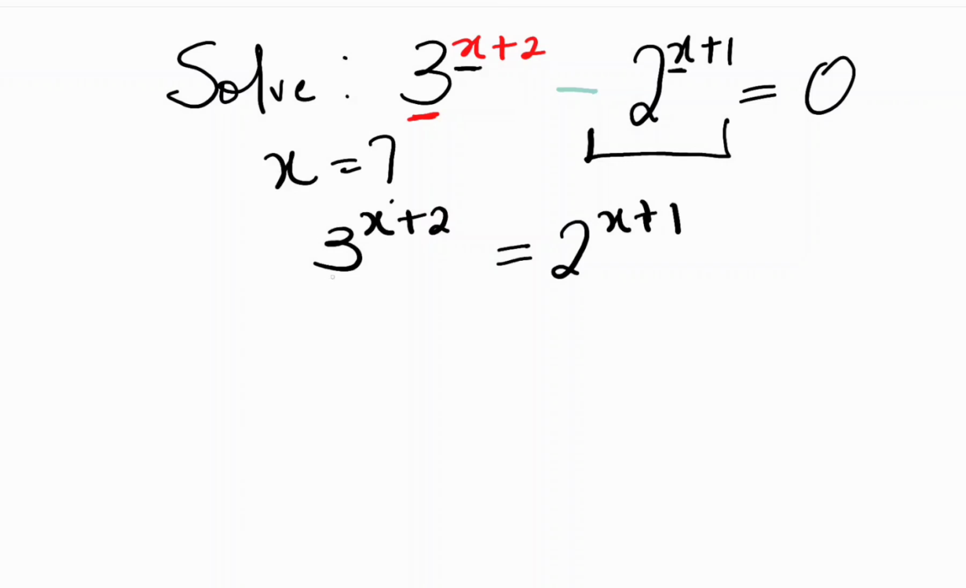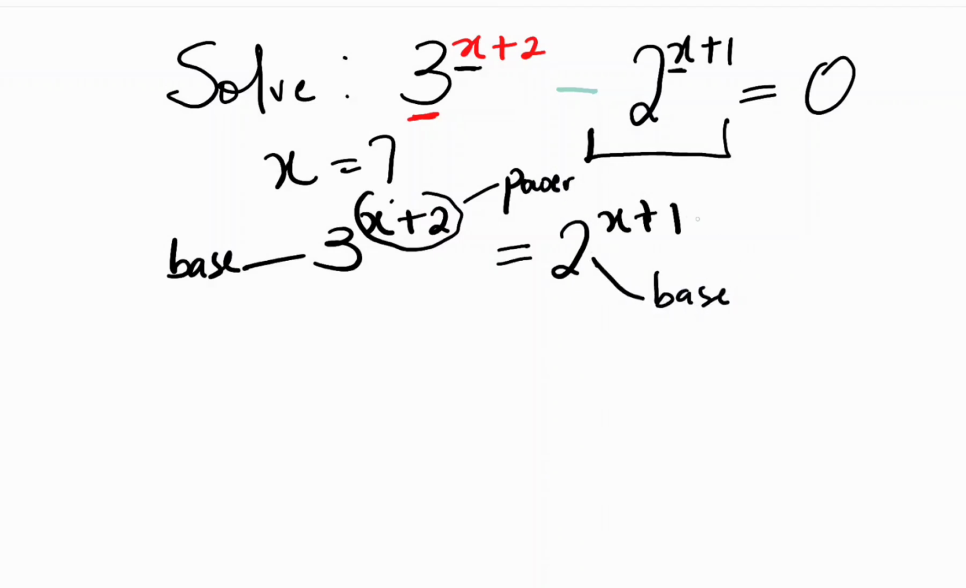You understand one thing, the base here is 3. This is called the base, is 3. And these are the powers. X plus 2 is called the powers, or we call it the exponents. Same thing is applied here. This is the base, and these are the powers. So at this stage, you understand that these bases are different. They are not of the same base. This is base 3, and this is base 2. And since they are not of the same base, we cannot actually equate their powers.